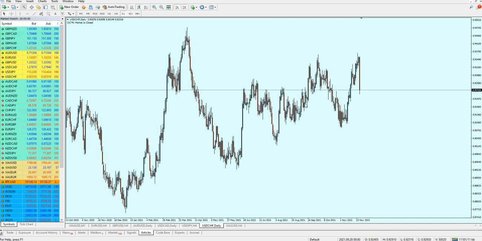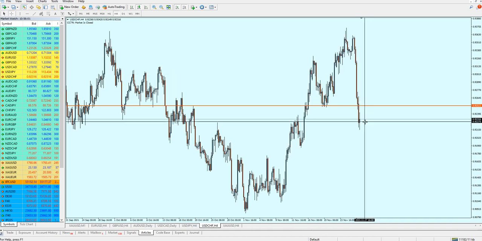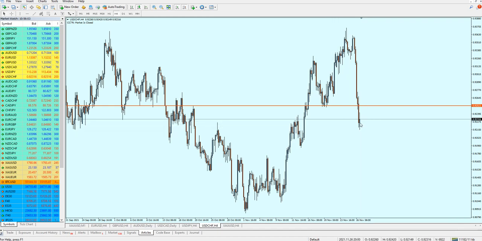USD CHF. Usually it should be for the fall now, after this movement. Yes, perfect. I think that's very easy. Right now the price action usually indicates a bullish reversal, so we can actually start shorting at the key resistance level right here.